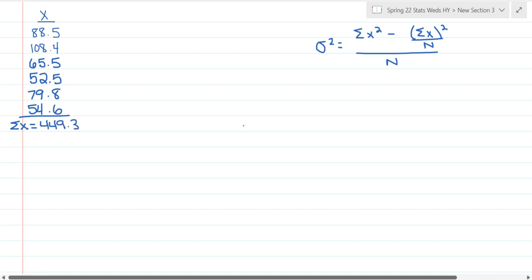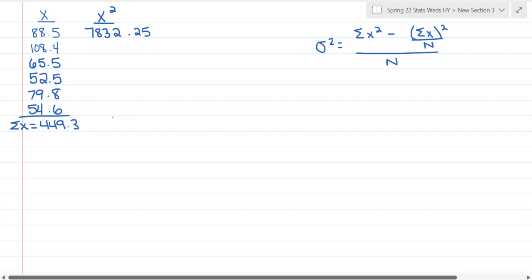Okay, now I need the sum of x squared. So to do that, I have to square each of these values. So I need another column here of my x squared values. So I'm going to go ahead and put those in. I'm going to do these on my calculator here. So 88.5 squared is 7832.25.